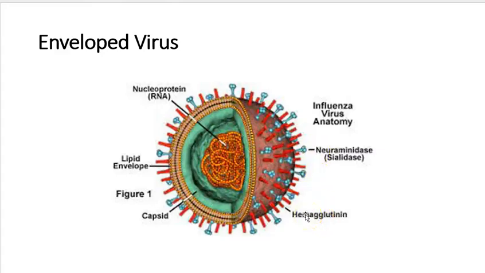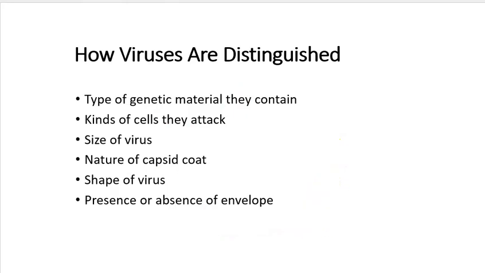This is the hemagglutinin and the neuraminidase. And that's how we classify these viruses, by these two types, okay? So how do we distinguish them? The type of genetic material they contain. Look at this. Are they a DNA virus? Are they an RNA virus? They may be double-stranded, okay? The kinds of cells they attack. Are they animal viruses? Are they plant viruses?